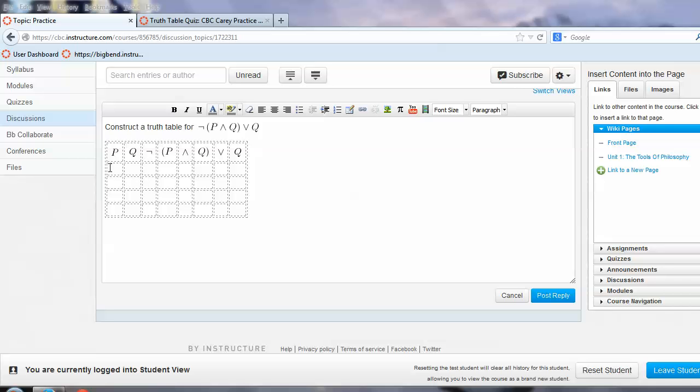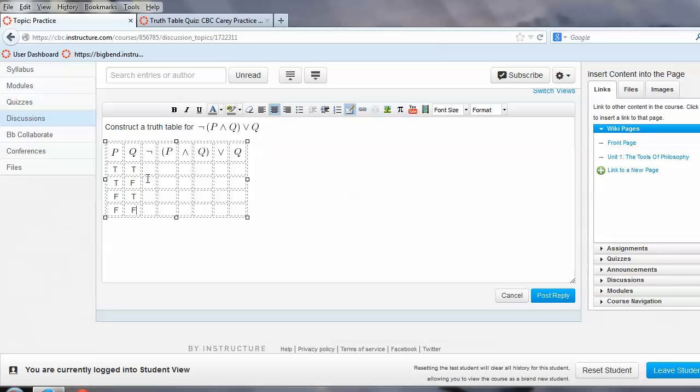So the first thing we need to do, of course, is fill in the truth values for just P and Q over here on the left. And we always do this the same way. It's true, true, false, false for P. And then just alternating true and false for Q. And the only time that changes is if we have more than two sentence letters, like if we have P, Q, and R, then we have to do it differently. But as long as it's just P and Q, that's always how you do it.